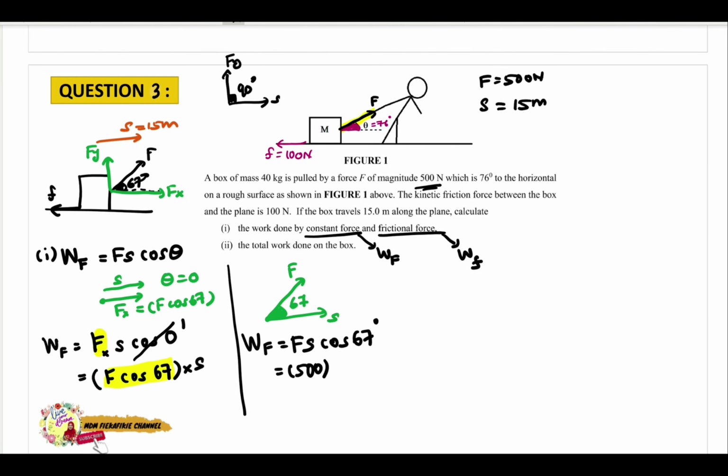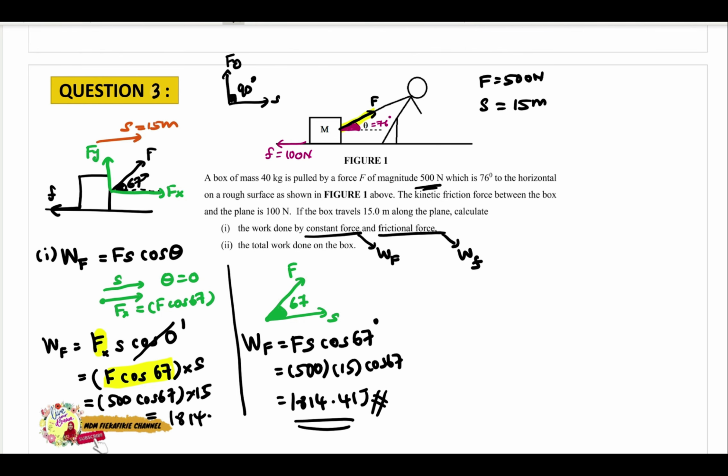F is 500 Newton, S is 15, cos 67. So the answer here is 1814.41 Joule. But if you used the earlier method, it is also the same. You will get F is 500 cos 67 times 15, so you will get the same answer, 1814.41 Joule. Alright, and then you want to calculate the work done by the frictional force.